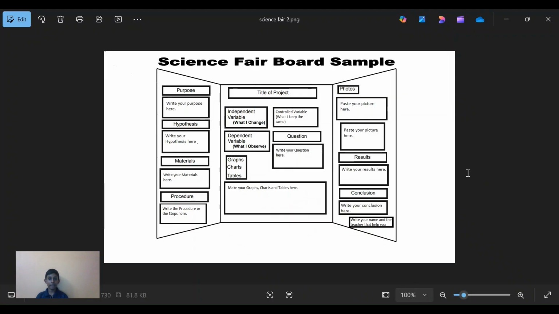Fun fact is the independent variable is the star of the show in your experiment. It's the one thing you control, like a DJ changing the songs to see how the crowd reacts.